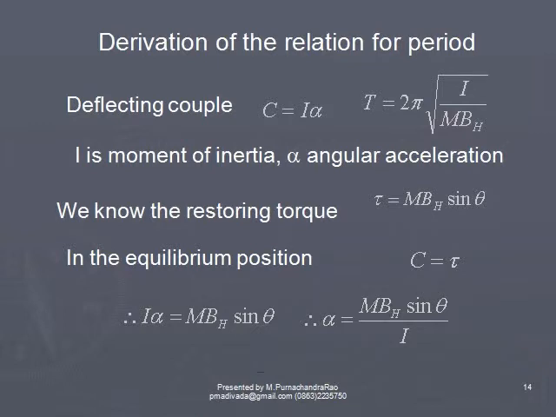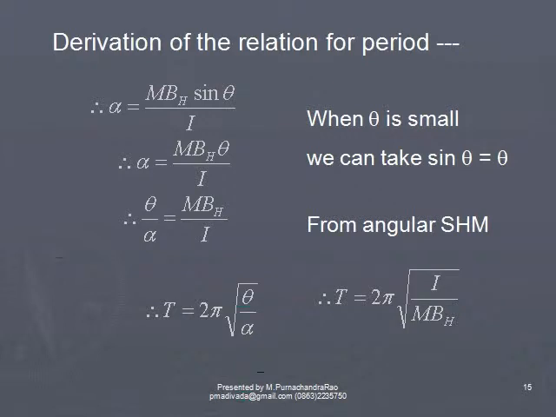In the equilibrium position, the deflecting couple is equal to the restoring torque. C is equal to tau. C will be equal to tau when the magnet is in equilibrium position while oscillating. Therefore, I alpha is equal to mbh sin theta. So we can write the above relation as alpha is equal to mbh sin theta by I.